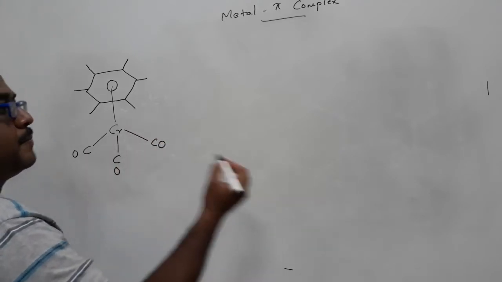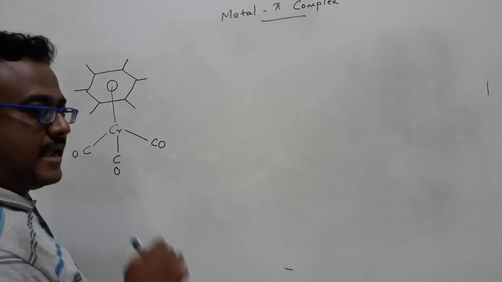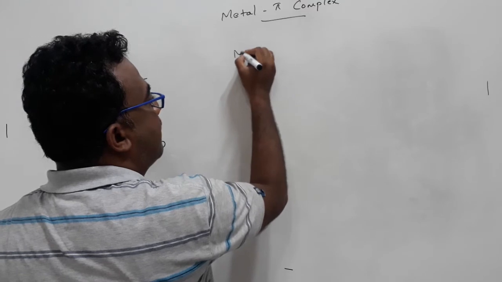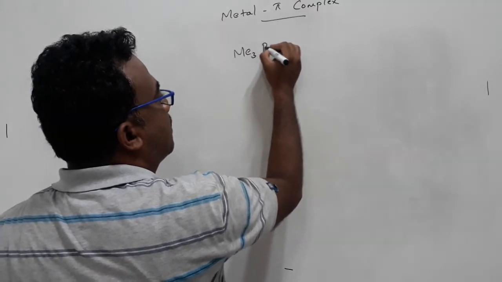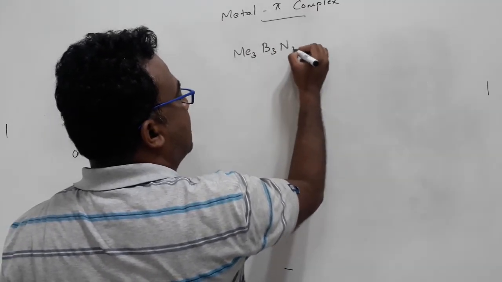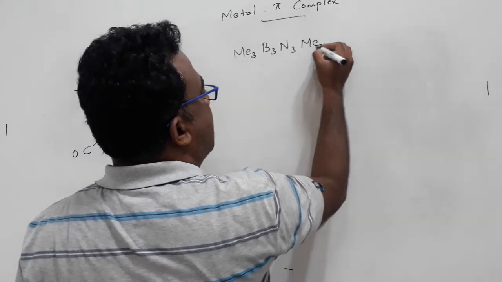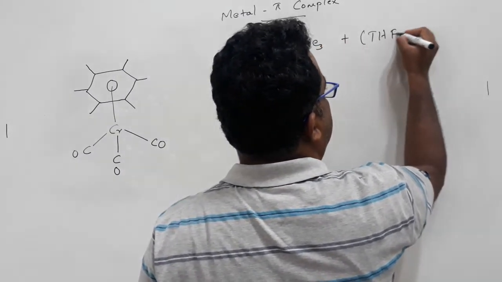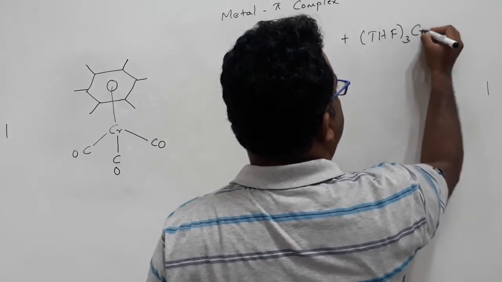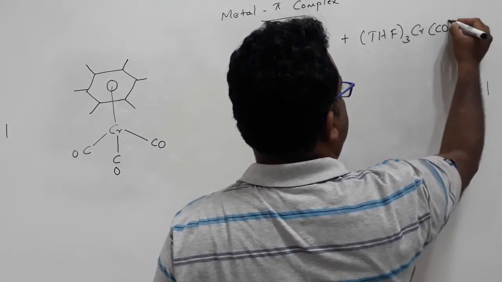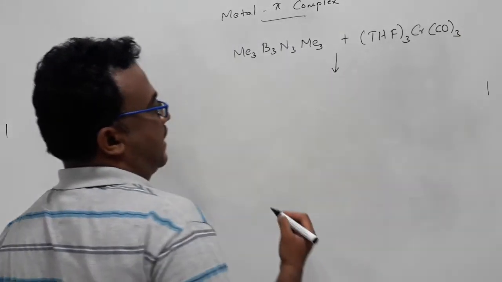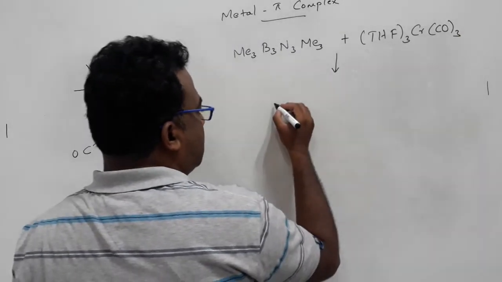Okay. What about borazine? Now again hexamethyl substituted, for example you have Me3B3N3Me3. If you react this one with THF solvated chromium carbonyls, then what happens? This will also give a complex. Okay.